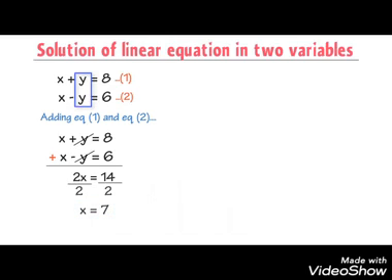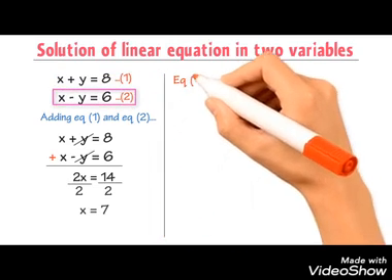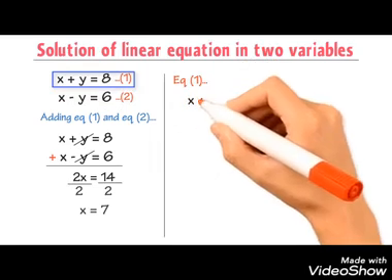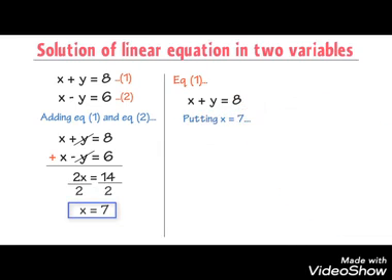Now what about the value of y? We can now easily calculate the value of y by substitution method, by putting the value of x in either equation number 1 or in equation number 2. Let me first put the value of x in equation number 1 and then in equation number 2. Now equation number 1 is x plus y is equal to 8. We know that x is equal to 7. Thus putting x is equal to 7 in equation number 1, 7 plus y is equal to 8.